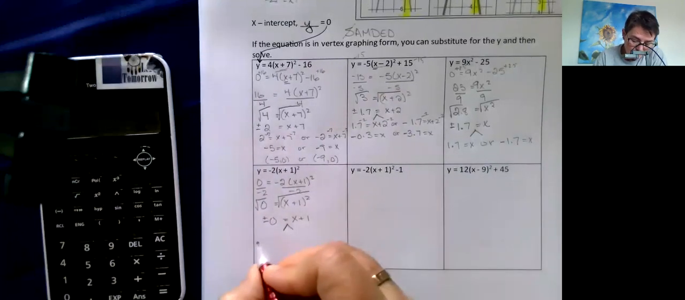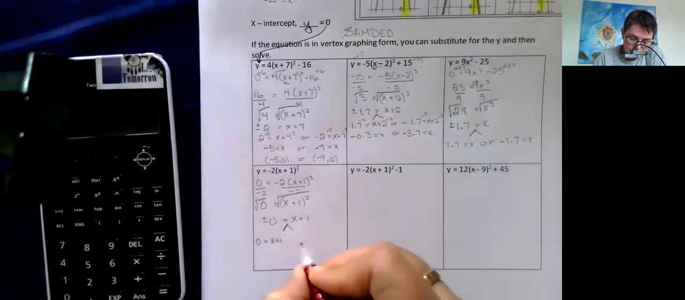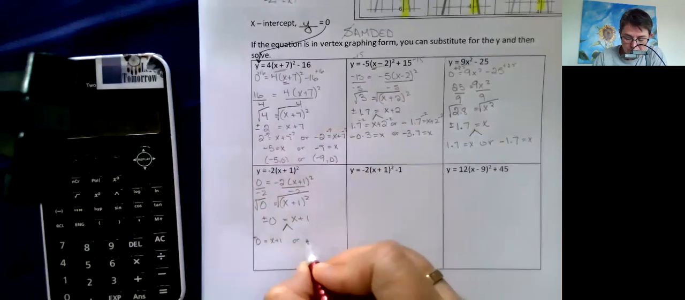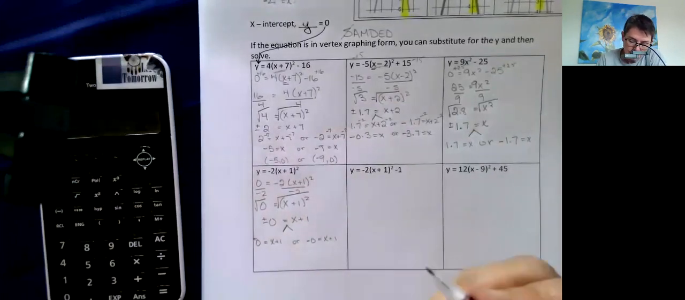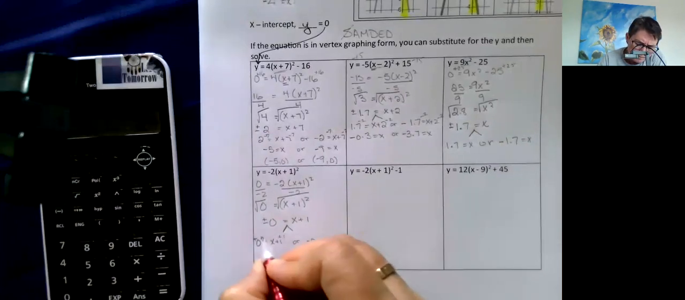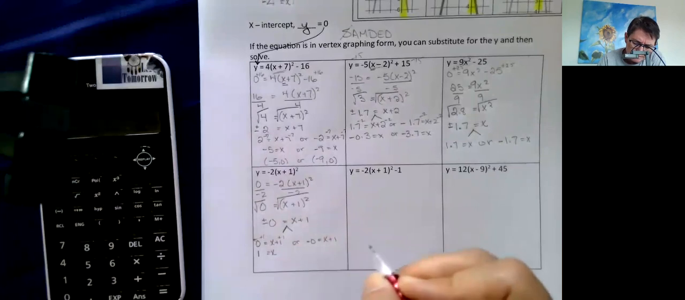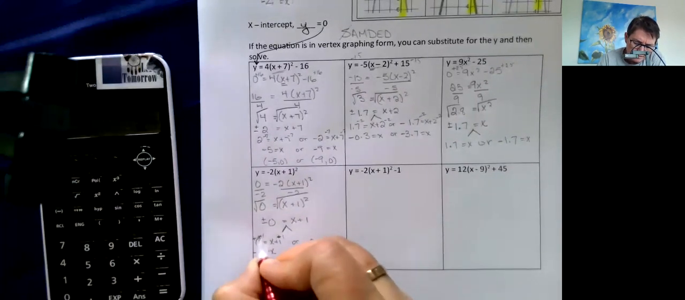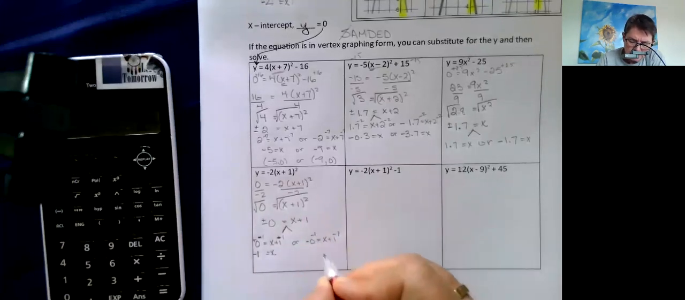Don't change the plan. So we got 0 is equal to x plus 1, or, do it right, minus 0 is equal to x plus 1. Plus 1, plus 1. So x is equal to 1? No, negative 1. Sorry. Minus 1, minus 1.